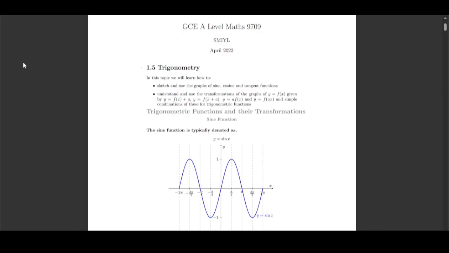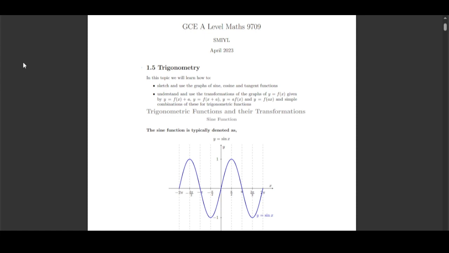In this video, we're going to learn about trigonometric functions and their transformations. We will learn how to sketch and use the graphs of sine, cosine, and tangent functions. We will also understand and use the transformation of the graphs of y equals f of x, given by y equals f of x plus a, y equals f of x plus a, y equals a f of x, and y equals f of a x, and simple combinations of these for trigonometric functions.